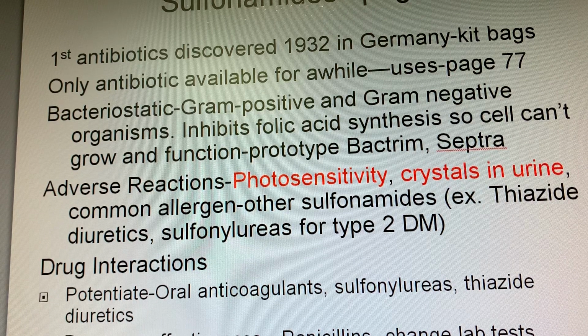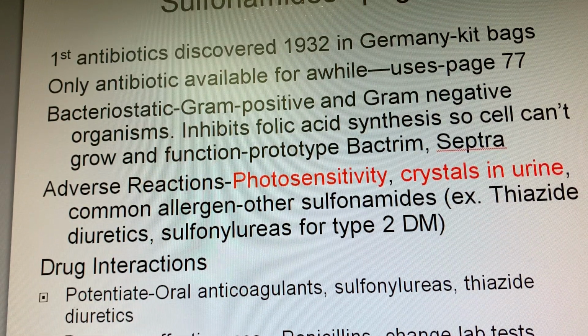Sulfonamides are bacteriostatic for both gram-positive and gram-negative organisms. They work on the ability of the cell to use folic acid, and if a cell does not have folic acid, it can't grow and function properly. Our prototype for sulfa is sulfamethoxazole trimethoprim, a combination of two substances, and together, depending on what company makes them, their trade name is either Bactrim or Septra. Very commonly used.